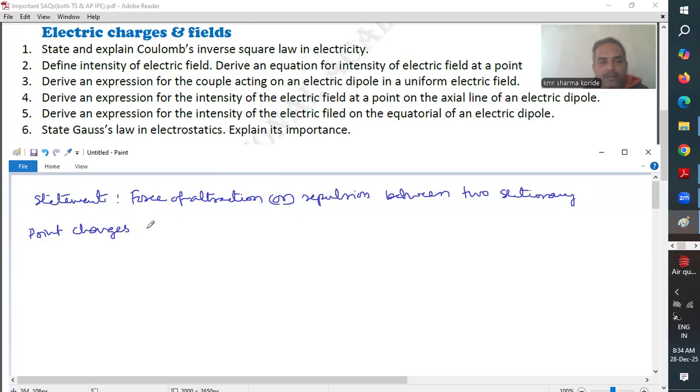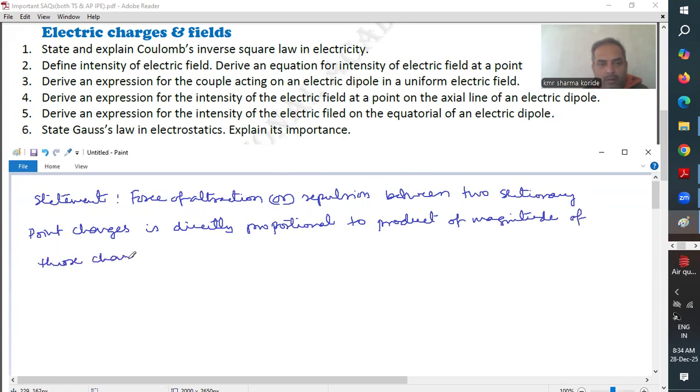is directly proportional to the product of the magnitude of those charges. So mathematically, this is the force of attraction or repulsion between the stationary charges. Product means multiplication between Q1 and Q2. Call this equation 1.